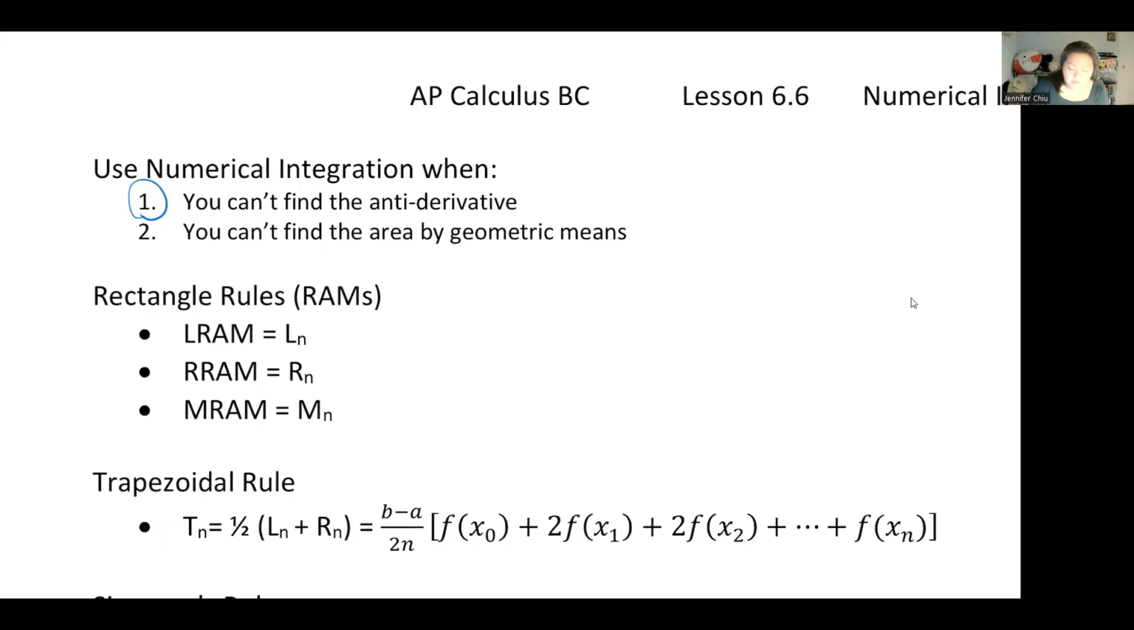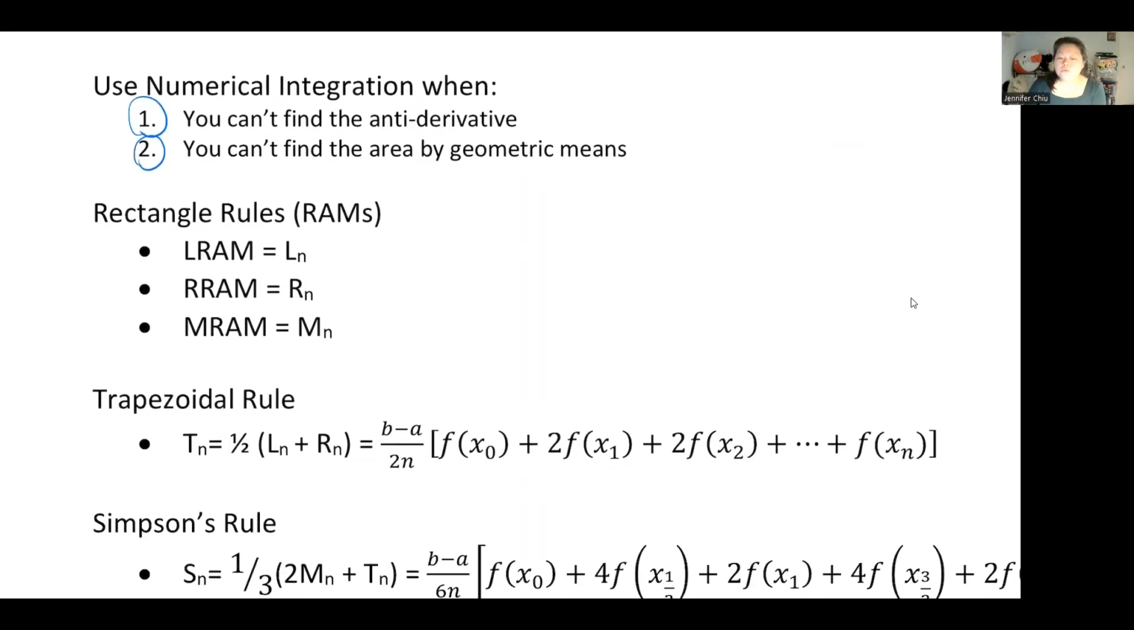Or you can't find the area using any geometric means, like it's not a geometrical shape. It's not a triangle. It's not a semicircle. So when these two things can't happen for you, then we use numerical integration to estimate the area, right? We have some rectangle rules that helped us before. We have LRAM, RRAM, and MRAM.